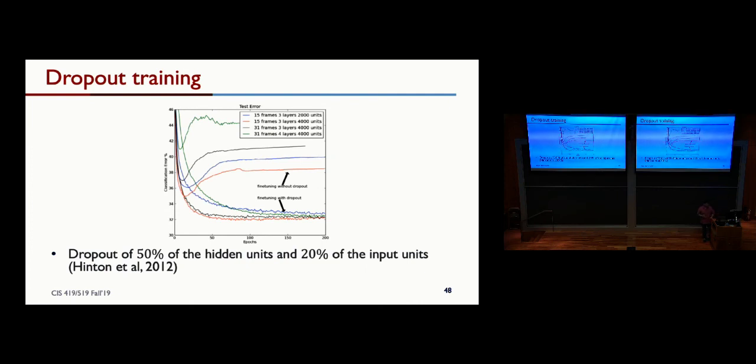This is one of the plots from their paper. When they were not using dropout, you see this very classic overfitting curve where your classification error goes down, but then it starts going up. But when they started using dropout, they saw that they were able to train the network much better.